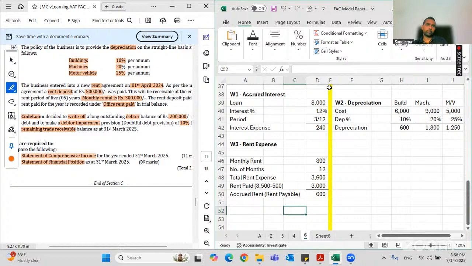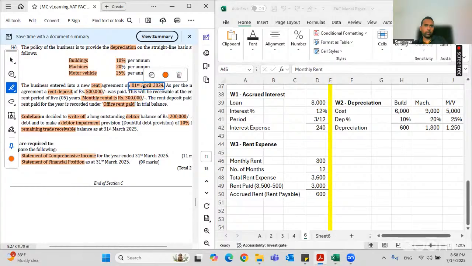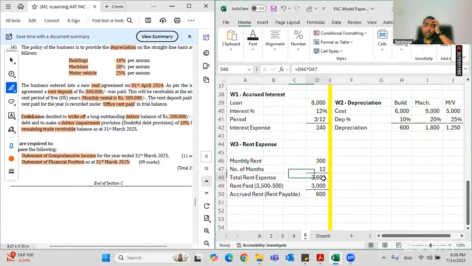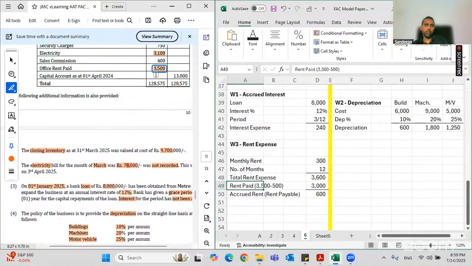Is there another? Right. Shall we record the rent payable? Ah, we'll record the rent payable. Why is that? Your monthly rent is 300. You entered the agreement on 1st of April, and now we are preparing the financials for 31st of March. So for 12 months, 300 into 12, your total rent should be 3,600. How much is the rent paid? In the trial balance, it says 3,500. That was including the deposit. When you remove the deposit, the rent paid is only 3,000. So out of the total rent expense, you have paid only 3,000. So the payable is 600.